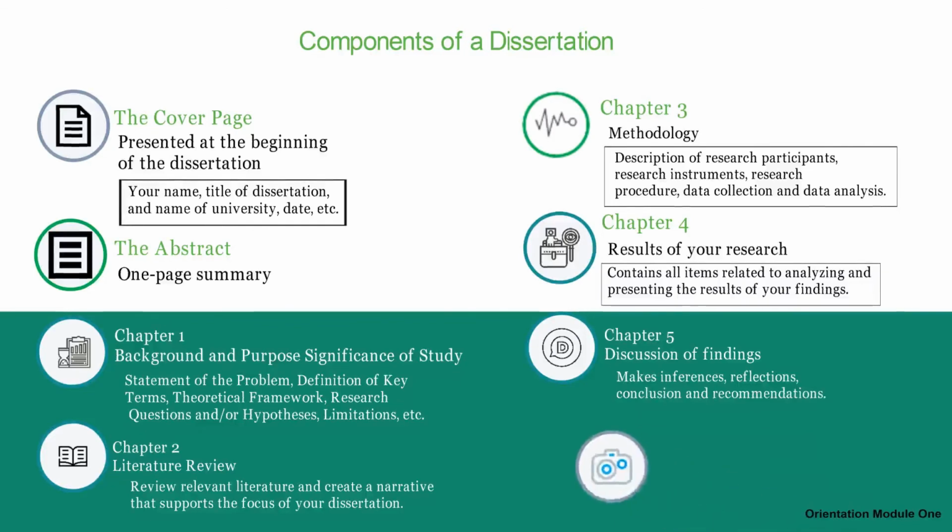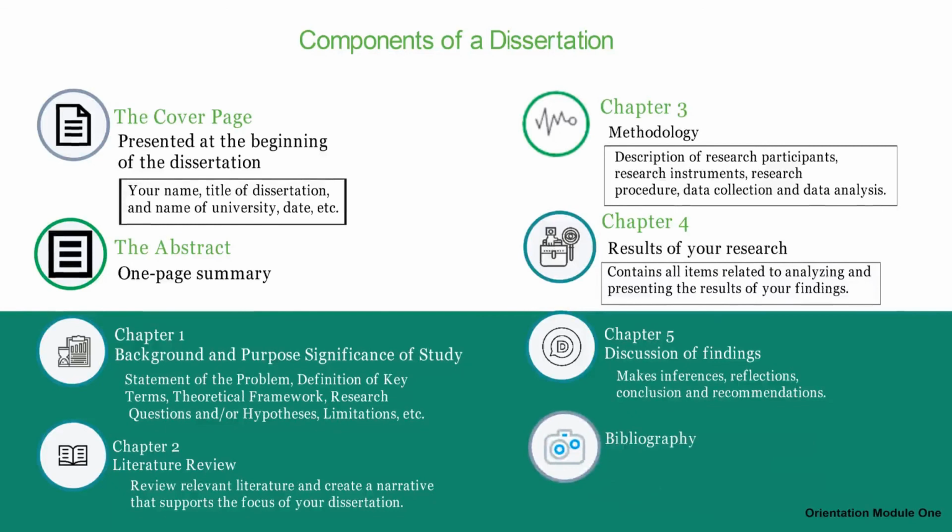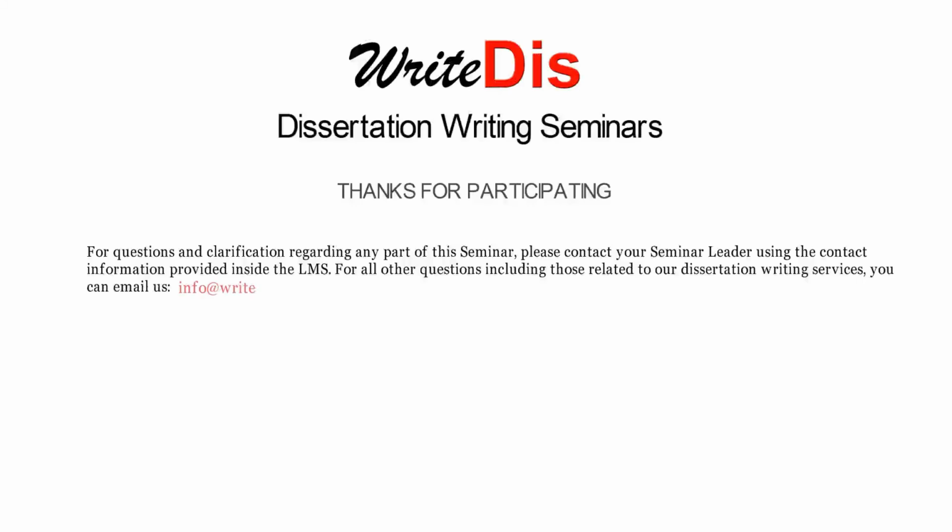Finally, you end the dissertation with a bibliography and appendices. Appendices usually contain additional information on the topics explored in the body of the dissertation. They can contain lists of research instruments, permissions, tables, graphs, and all related documents which were not included in the body of the dissertation. This ends Module 1 of the Orientation to Dissertation Writing Seminars. In Module 2, we will discuss the role of your dissertation committee and the development of the dissertation manuscript.